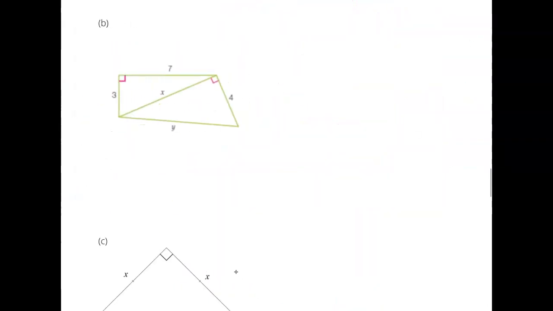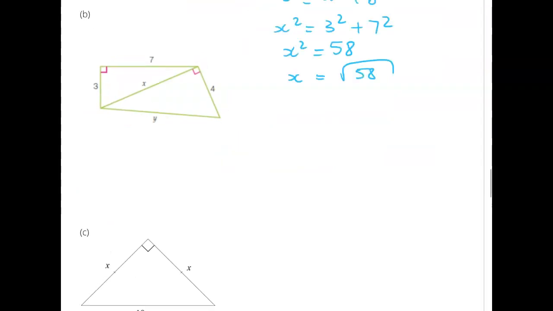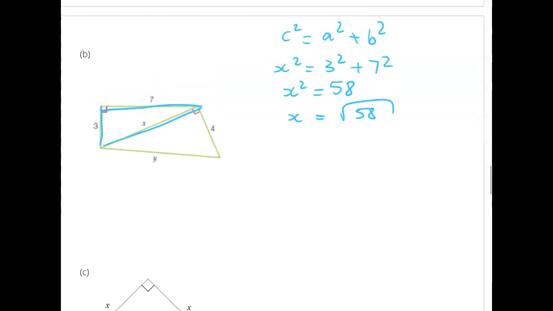Right, have a go at the next one. So x is the hypotenuse of that first triangle here. And so using c squared equals a squared plus b squared, that falls out quite nicely. We don't need to worry about any rearranging. Again, keep x exact.